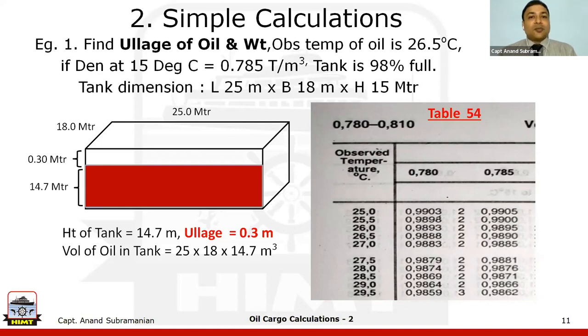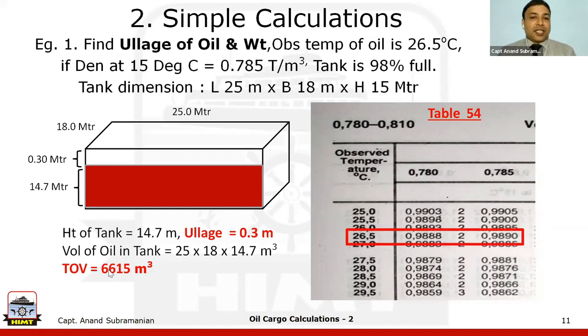Observed volume. That means it's an observed volume. We can't directly use it with our density. We have to make some modifications to it. So next, this is a TOV. This is 25 into 18 into 14.7. That gives us 6615 cubic meters. That is the observed volume, TOV. O stands for observed volume.